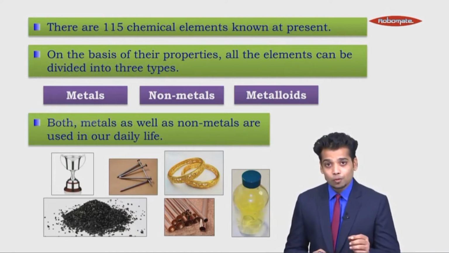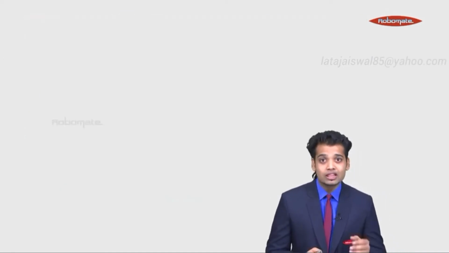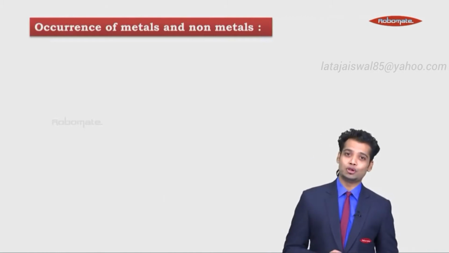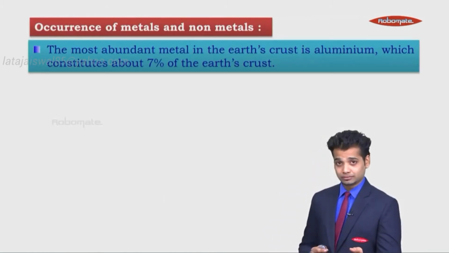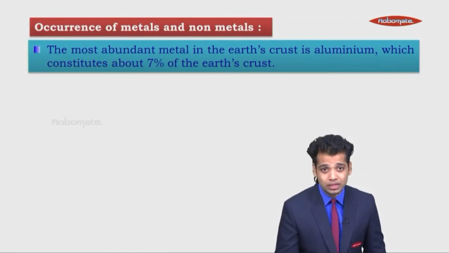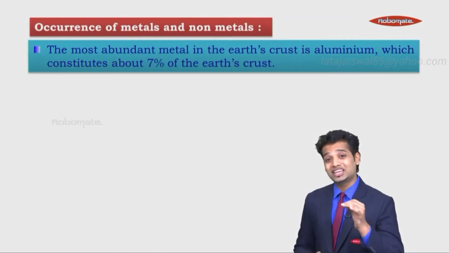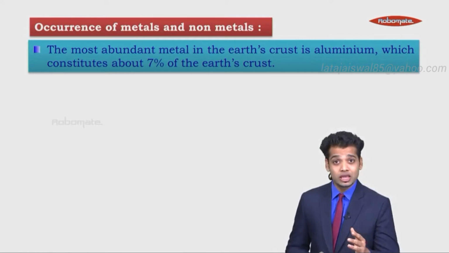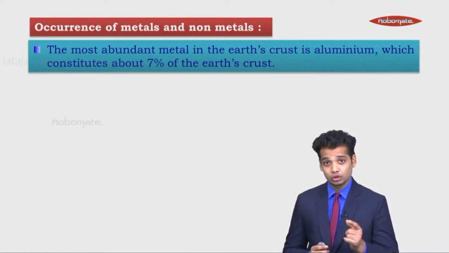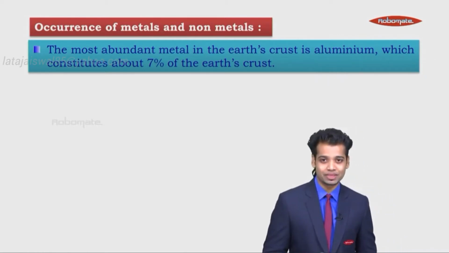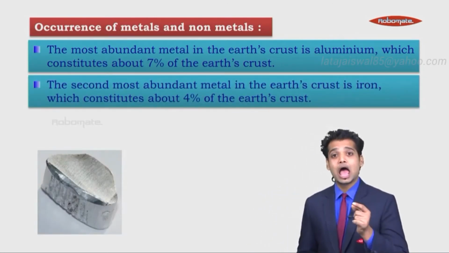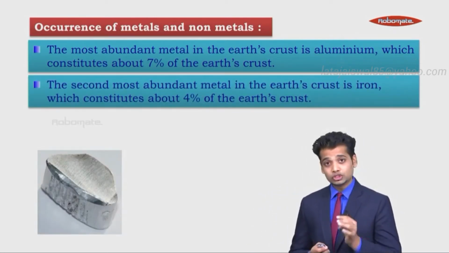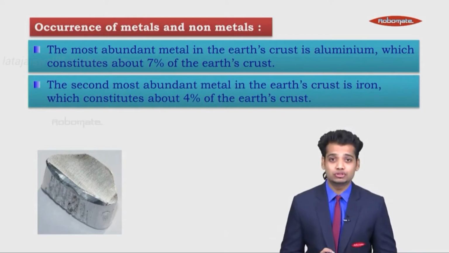Starting with, where do we find these metals? The occurrence of metals and non-metals. First of all, the most abundant metal in the Earth's crust is aluminium, which constitutes about 7% of the Earth's crust. If you think that's a lot, you have a twist at the end of it. And the second most abundant metal is iron. It constitutes about 4% of the Earth's crust.